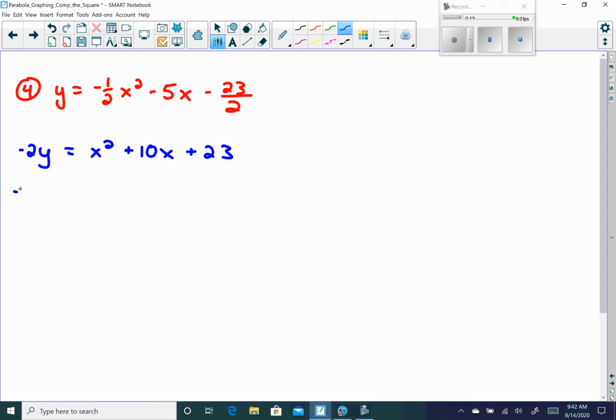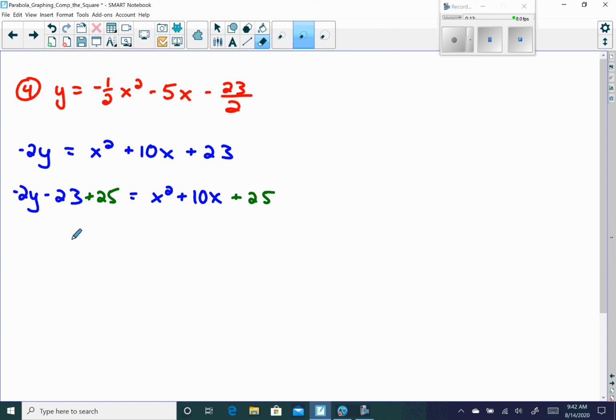So now I can move the 23 to the other side by subtracting it. We'll leave a little bit of space to complete this square. Half of 10 is 5. 5 squared is 25, so I want to add 25. Good news is we don't have any fractions here to work with. So we're going to get a negative 2y. This will give me a plus 2. And then over here we'll get x plus 5, that quantity squared. So I want to subtract 2.